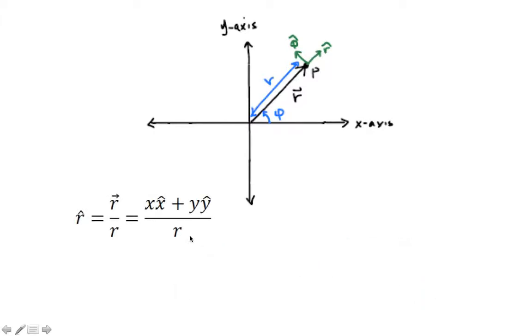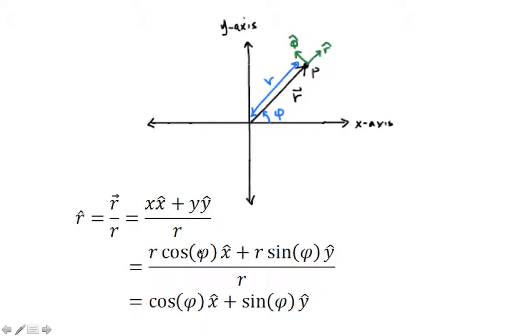To find r hat, all we do is take the displacement vector and divide it by the magnitude. This will give us a vector in the correct direction, and it will have a magnitude of 1. Since we know in Cartesian coordinates that it should be x x hat plus y y hat, we just make that substitution. And now, since we know x and y in terms of r and phi, we'll plug that in as well. You can see that this r drops out, and we suddenly just have cosine phi x hat plus sine phi y hat.